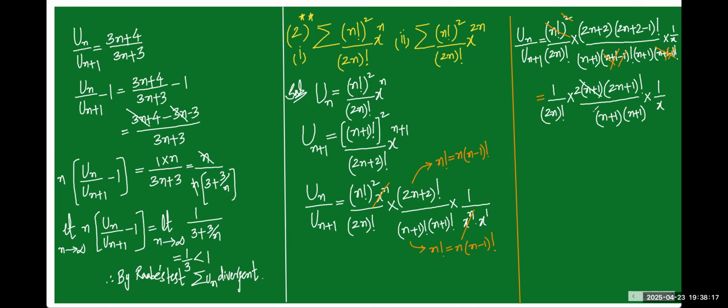but don't forget 1 by x is also there. This term and this term also cancel. This is also equal to 1 by 2n factorial into 2, again assuming as n factorial, so this can be written as n into n minus 1 plus 1 minus 1 factorial divided by n plus 1 multiplied by 1 by x. What happened again is plus 1 minus 1 cancel. Leftover is 2n factorial cancelling with this 2n factorial.